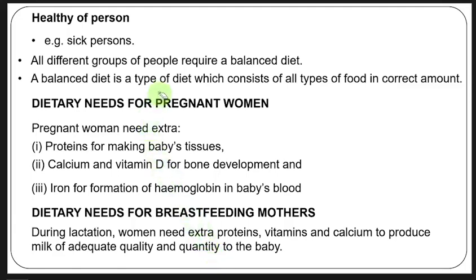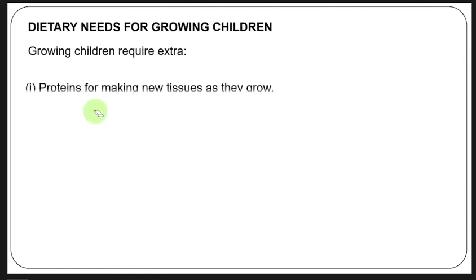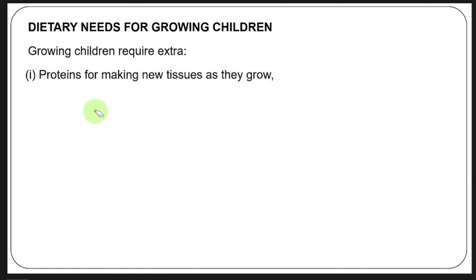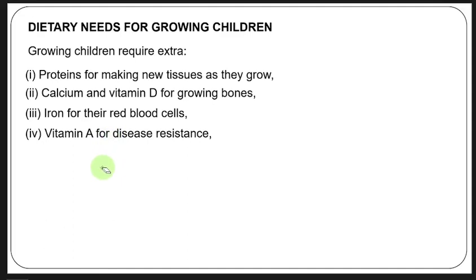All right, so let's move to the dietary needs for growing children. Growing children require extra proteins for making new tissues as they grow. Since they are growing, they need more proteins to continue making tissues for them to continue growing in size, and also tall, and also mass. All right, then they require calcium and vitamin D for growing bones, and also iron for their red blood cells, and also vitamin A for disease resistance.